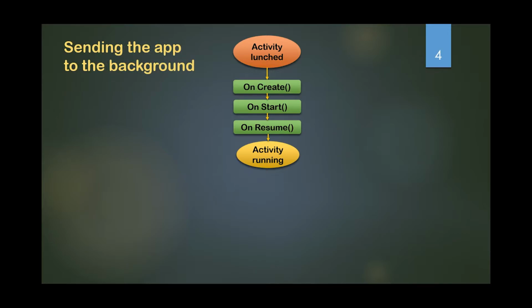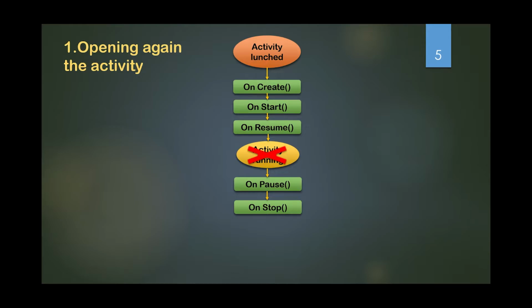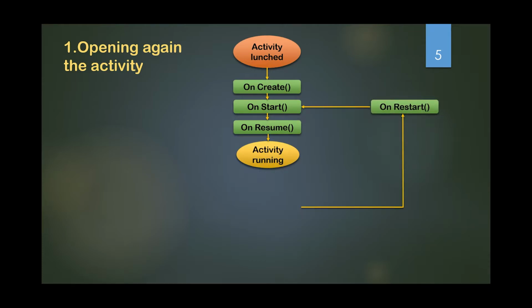In another case, the user may send the app to the background by pressing the home button. In this case, onPause and onStop functions will run and the activity will be stopped. Now we have three different scenarios. In the first scenario, the user may open the activity again. In this scenario, the onRestart function will run, and later onStart and onResume, and finally the activity will be running again.